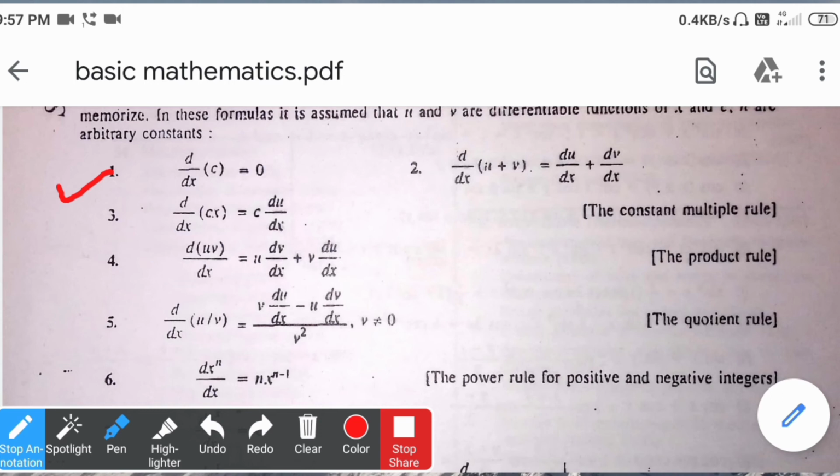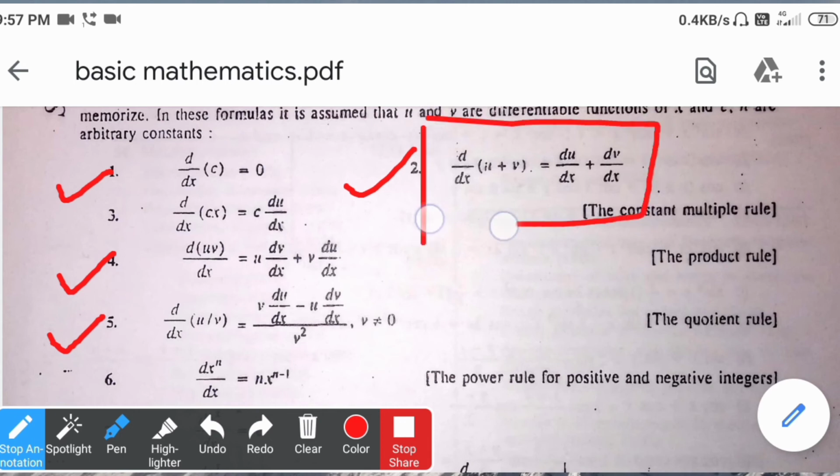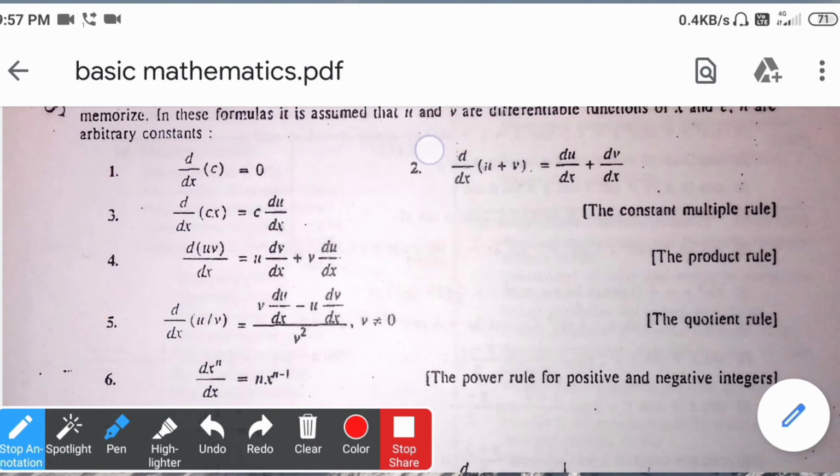Then there are the two rules of derivative, that is the UV rule of multiplication and the UV rule of division, or the product rule and the quotient rule. This addition rule is quite similar. If you want to derive two functions with respect to x, then the first function is derived, then the addition of the second function. So addition is nothing but the addition of two derivatives.